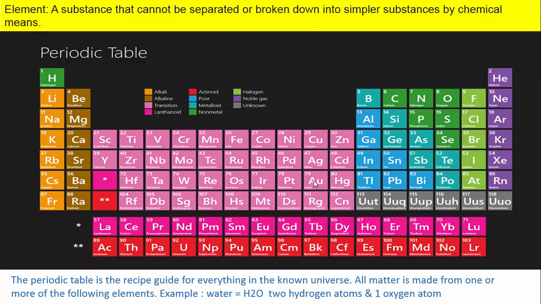Okay? So that's what we mean when we say an element is as simple as a substance can get. It cannot be separated or broken down into simpler substances and still have the same characteristics. Again, this is the periodic table, and it's the recipe guide for everything in the known universe. All matter is made up of one or more of these elements. For example, if you take hydrogen up here at number 1, take 2 of those atoms, and you combine it with one of the oxygens over here at number 8, you get water, H2O. 2 hydrogen atoms, 1 oxygen atom.